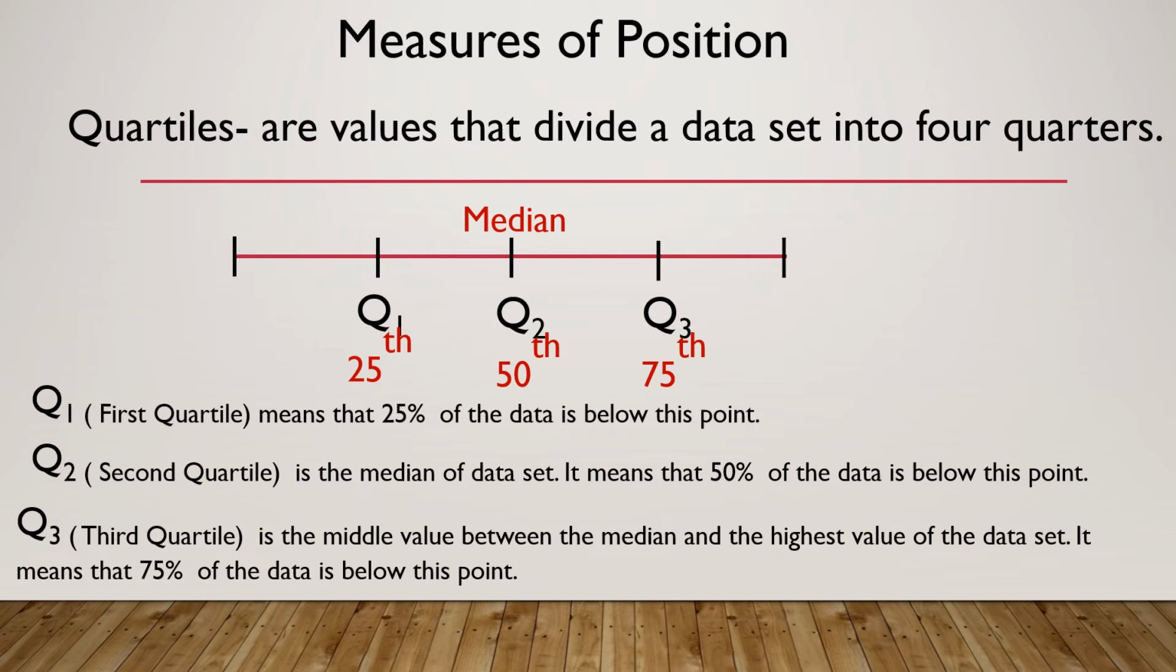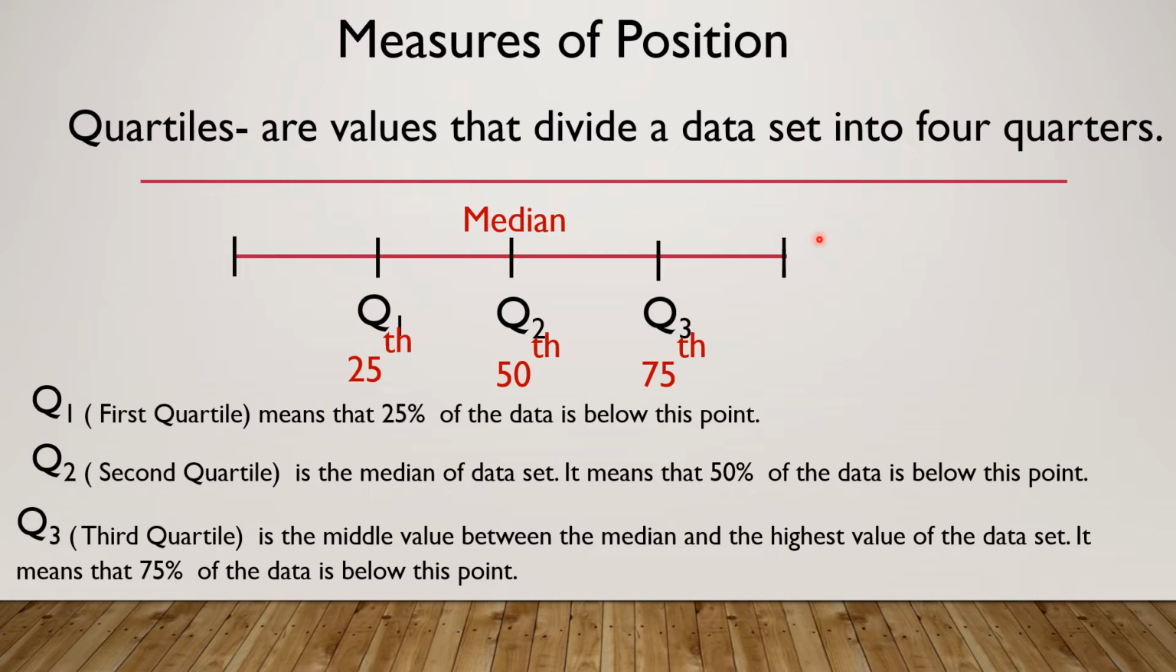Now, what about the third quartile? It is the middle value between the median and the highest value of the data set. It means that 75% of the data is below this point. Okay, let's say this is the third quartile here. It means that 75% of the data set is below this point and 25% of the data set is above this point.